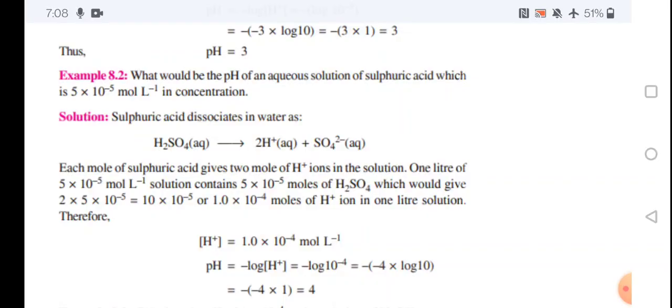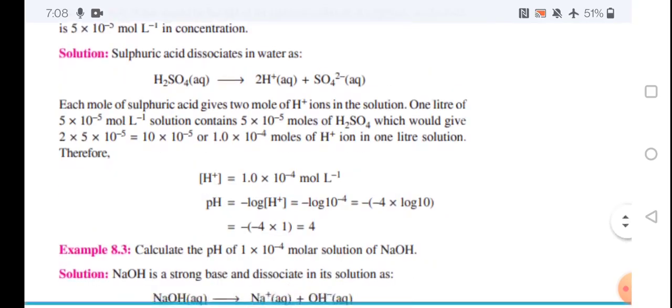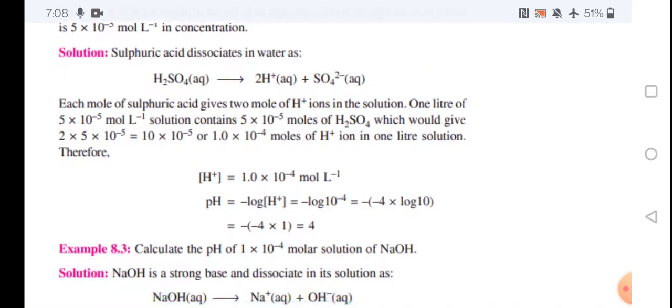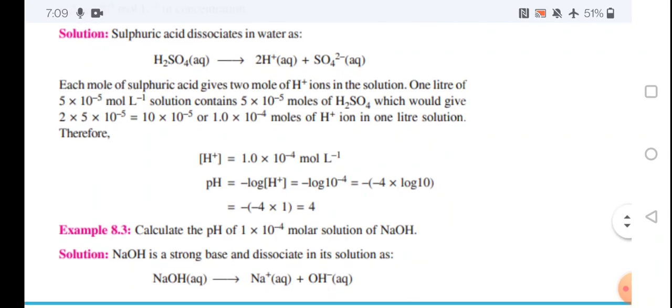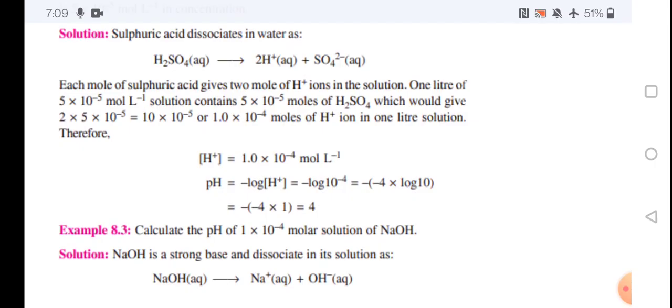We are getting 5 into 2, that is equal to 10. 10 into 10 to the power of minus 5, we get 10 to the power of minus 4. So the concentration of H plus ion is 1 into 10 to the power of minus 4. To find out the pH value, we are taking the logarithm of the concentration of H plus ion. So after applying the logarithm, we get pH value equal to 4.